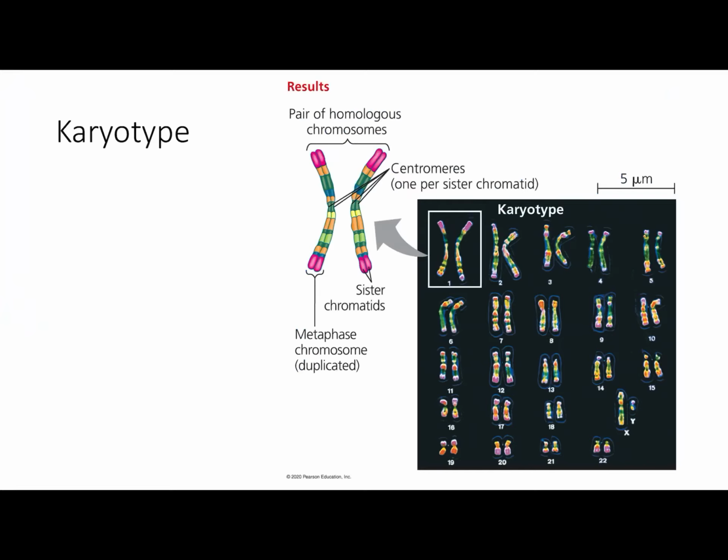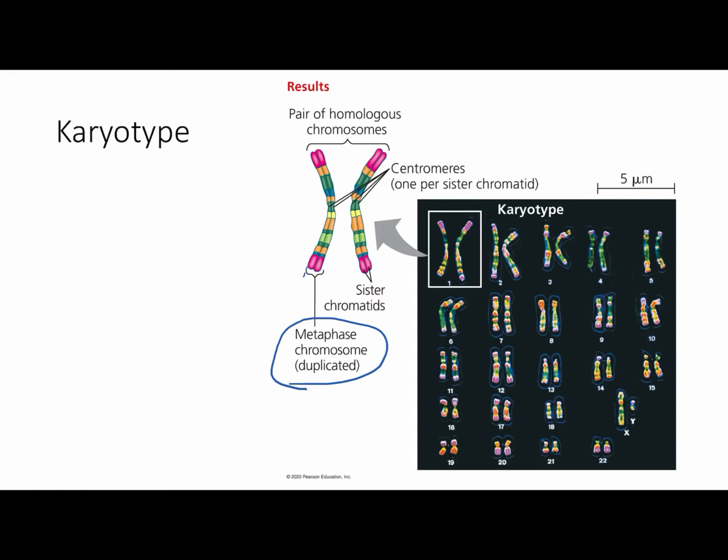There's a genetic process that allows geneticists to view chromosomes, and this is called a karyotype. DNA is taken from cells that are actively dividing, and notice that the DNA that we're looking at is in the metaphase chromosomes.